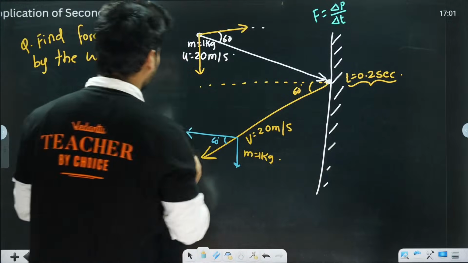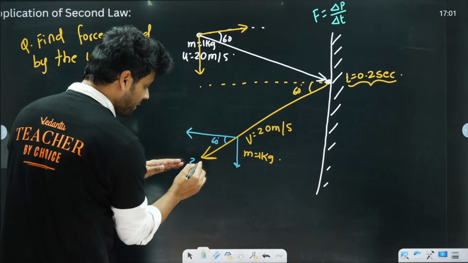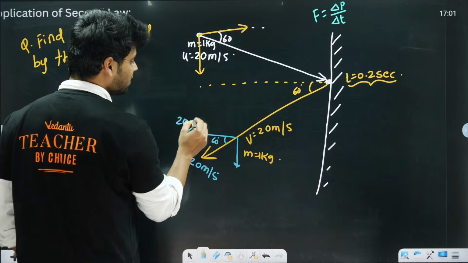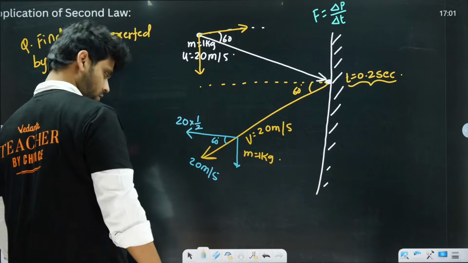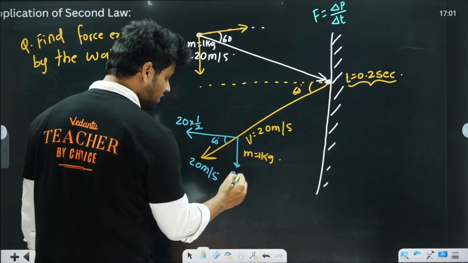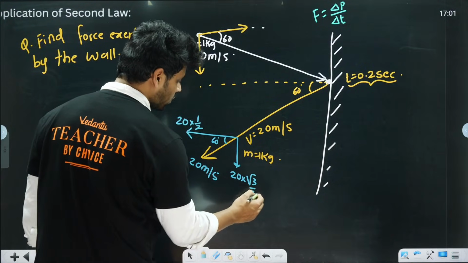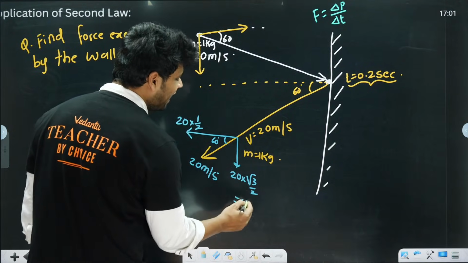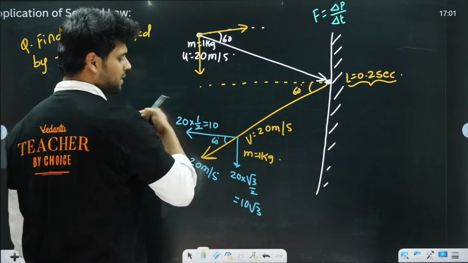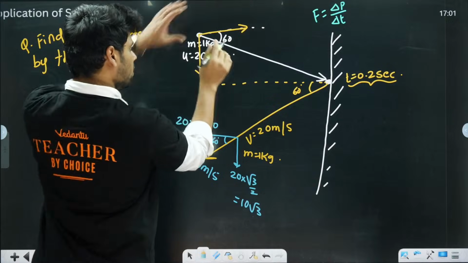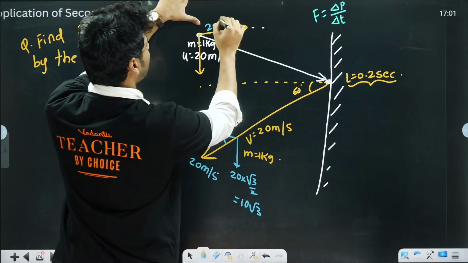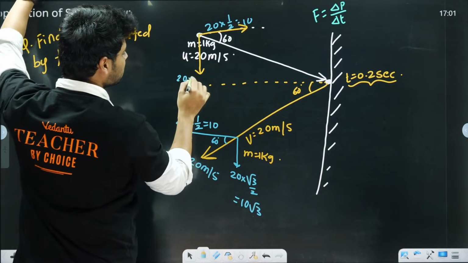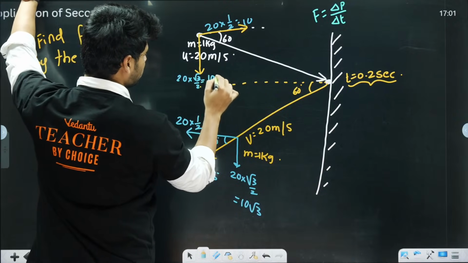Now the speed components. My original speed is 20 meter per second. The adjacent component is 20 into cos 60, and cos 60 is half, so it is 10. The other is 20 into sin 60, and sin 60 is root 3 by 2, so it is 10 root 3. Here too, 20 into cos 60 is 10, and 20 into sin 60 is 10 root 3.